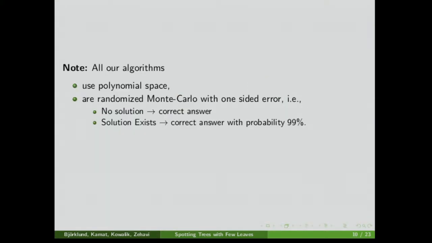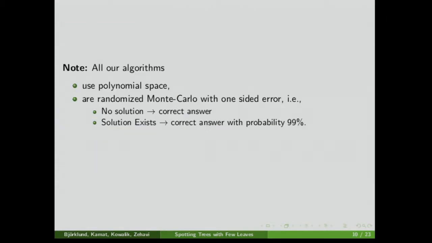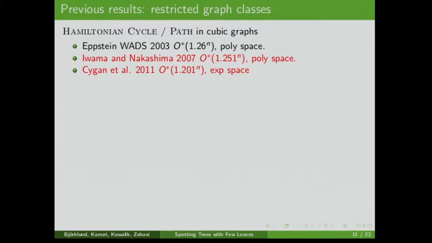I already told you that the algorithms use polynomial space, and they are randomized Monte Carlo algorithms, but the previous ones were also randomized. All right, so this was the first branch of our results. The second branch is that we focus on some restricted graph classes. You can see it as a continuation of previous results already. In 2003, Epstein noticed that Hamiltonian cycle can be solved much faster when your graph is cubic, or subcubic.